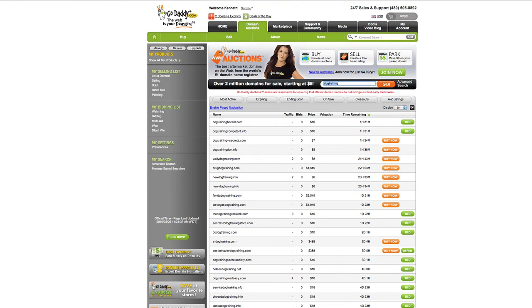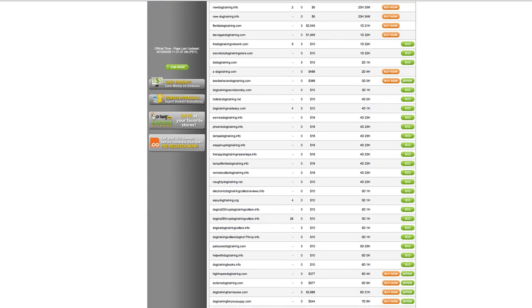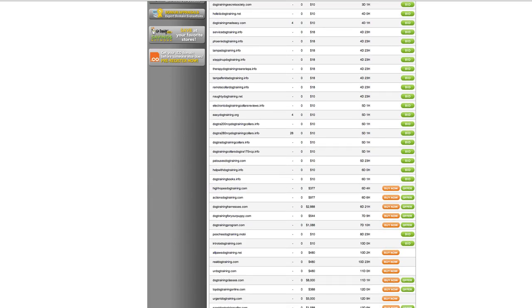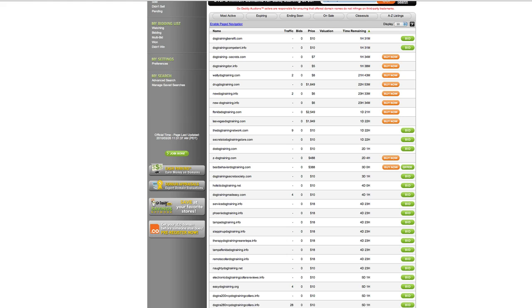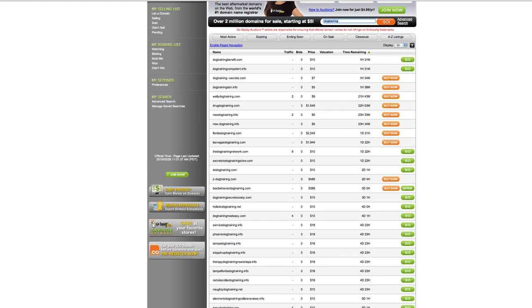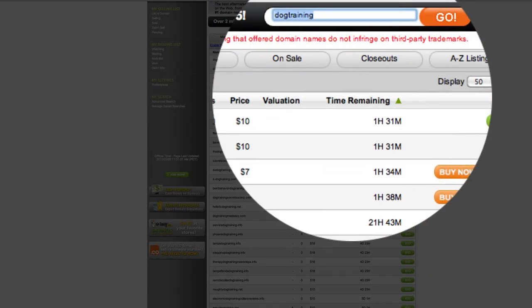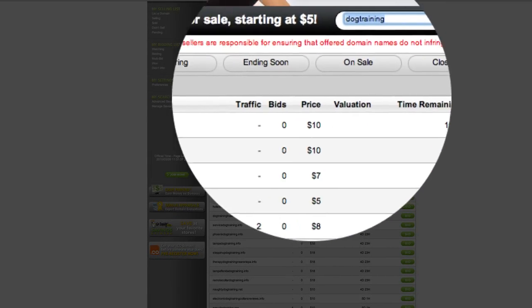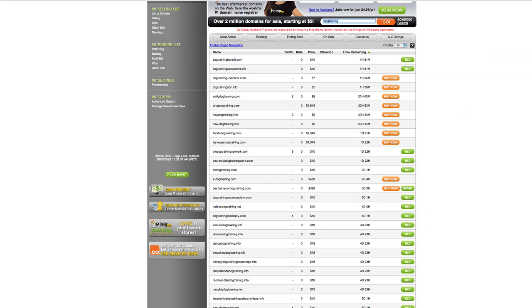So here we have it. We have quite a lot of domain names on there. There's 50 on each page, and we know there's more than one page here, so there's plenty of dog training domain names here to go at. So up here you can filter by time remaining or price or bids, whatever you like. So let's take a look at some of these domains.